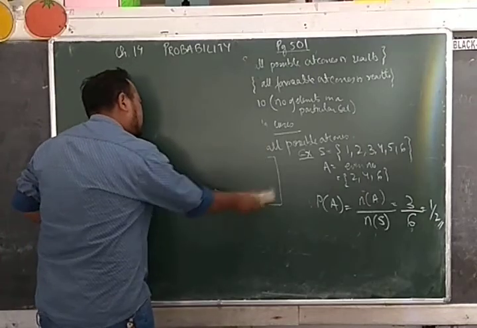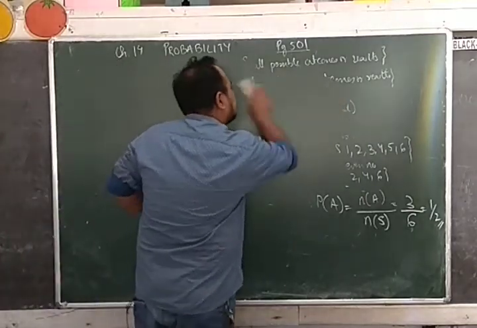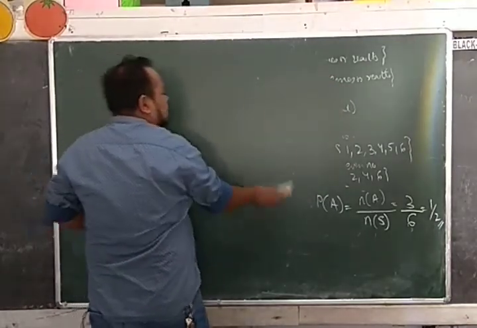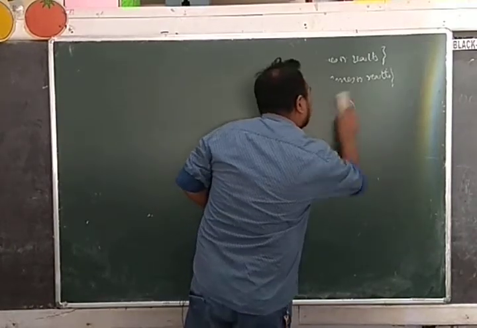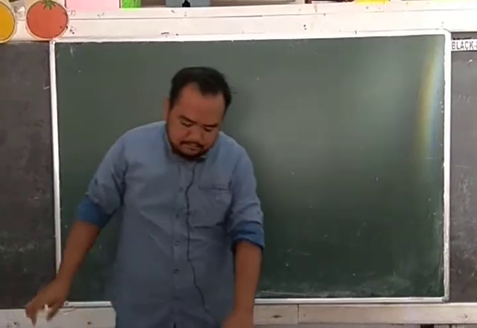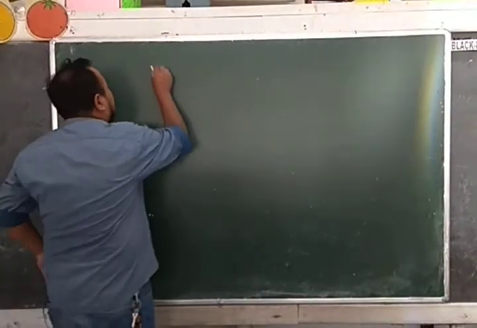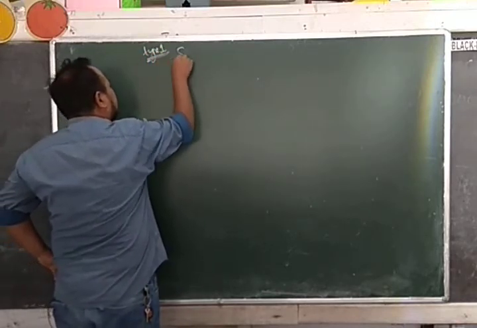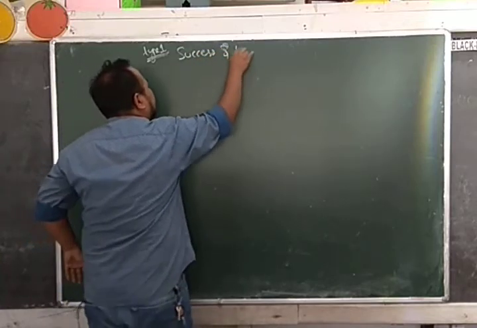Moving on. As I have already told you, there aren't many formulas. So instead of giving you the formulas, let us discuss type-wise, so that you know exactly which formula to use. Type 1 will be success and failure.